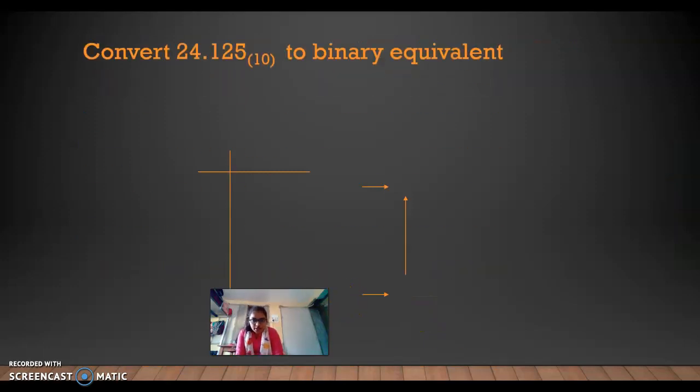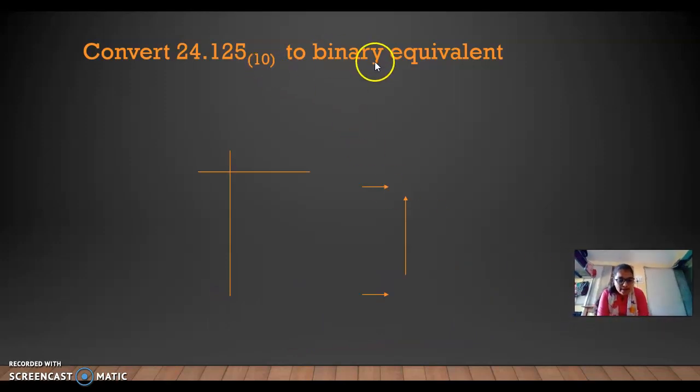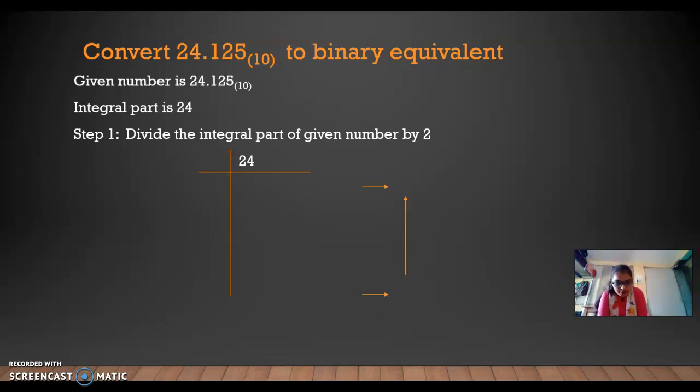Convert 24.125 in base 10 to its binary equivalent. You have both the parts here, integral and fractional. First, let us convert the integral part. In order to convert the integral part, we have to start dividing it by 2. Start doing it. 2 twelves are 24. Remainder is 0. Make the first remainder the LSB.